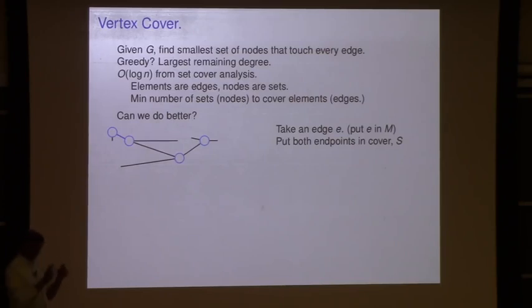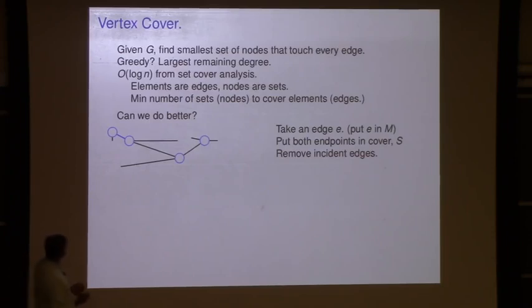I'm going to put both endpoints in the set, both of them. Now this edge is covered by 2, but that's fine. I'm going to remove that, but I cover some other edges. I don't even care how many other edges I'm covering. I'm just picking any edge, putting both endpoints in the cover in my proposed solution.